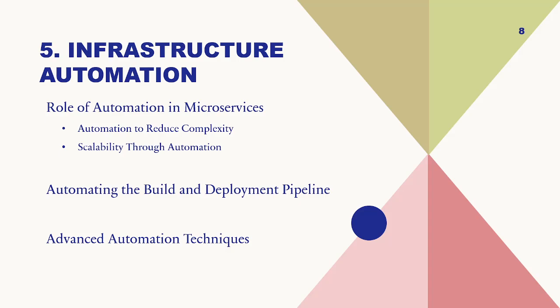Advanced automation techniques. Finally, as the system scales, advanced automation techniques like infrastructure as code (IaC) become valuable. IaC tools like Terraform and AWS CloudFormation allow you to define and manage infrastructure through code. This means that not only the application but also the servers, load balancers, and databases are all configured and deployed automatically.